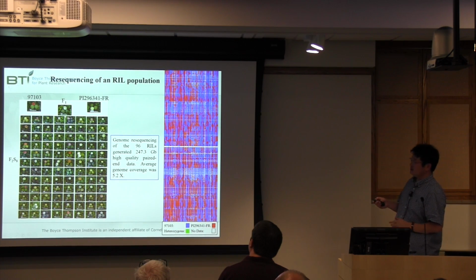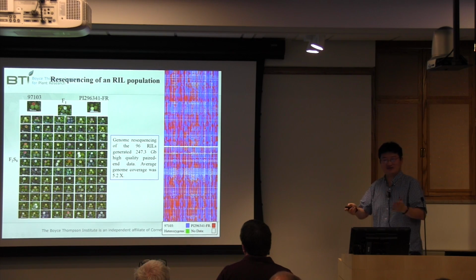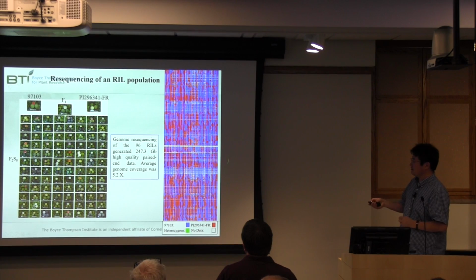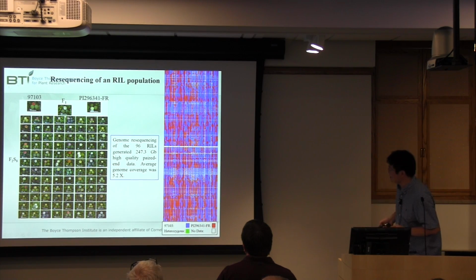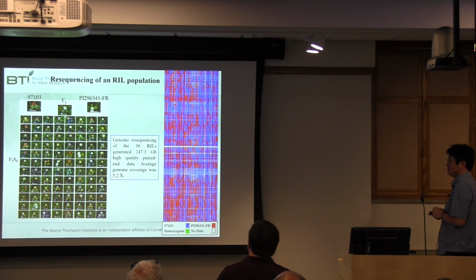We checked the recombination pattern and also the origin of the genome, from which parent. Blue means this region is from 9713, red means this region is from the PI, the wild watermelon, and gray means heterozygous. That confirms that this population is high quality. At least I couldn't find any heterozygous regions in this figure, because this is a highly inbred RIL population, which confirms the quality of this population.